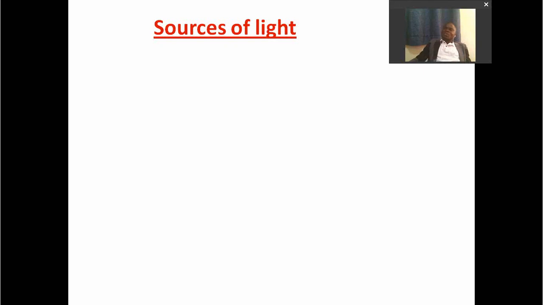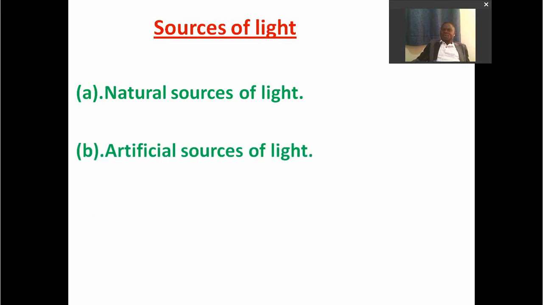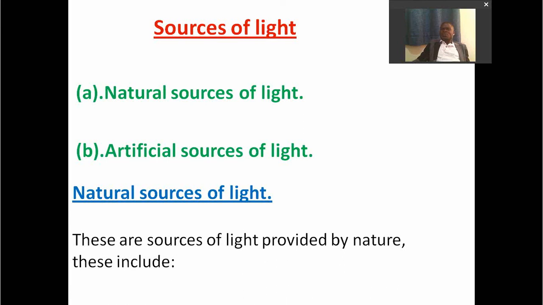Okay. Now, the sources of light are broken down majorly into two major sources. We have the natural sources of light, and secondly, we have the artificial sources of light. Let us begin with the natural sources of light. What are natural sources of light? These are sources of light provided by nature. Or you can say these are sources of light that were created by God. Are we together? Let's continue. Let's look at some of the examples.